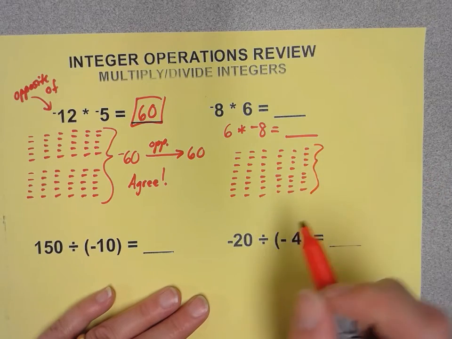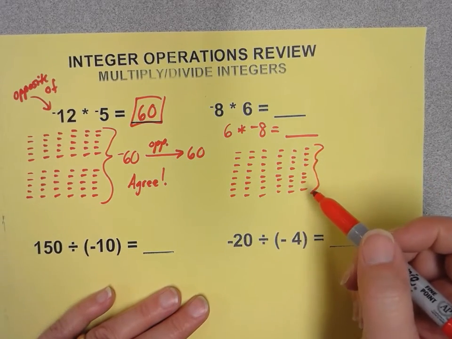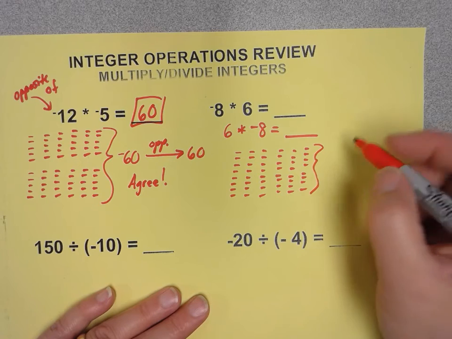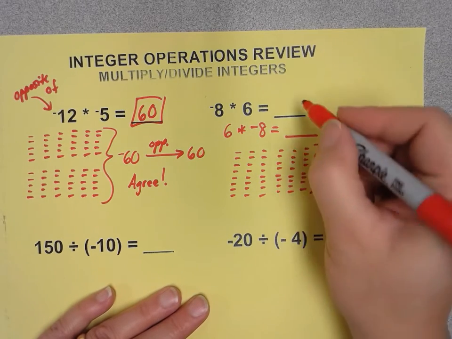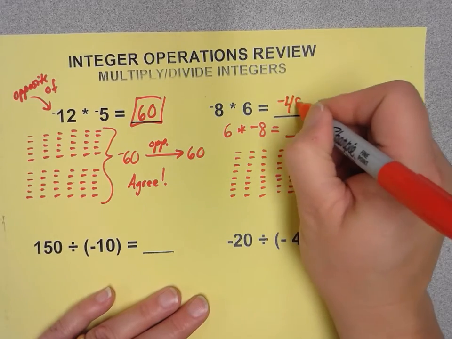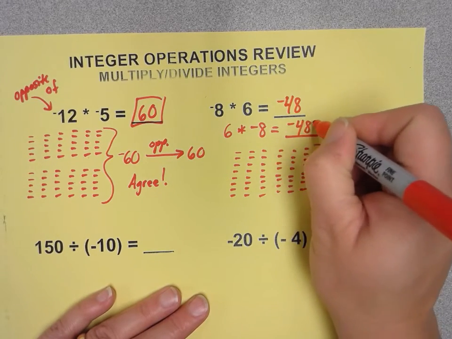What did that get me? An awful lot of negatives, didn't it? It got me 6 times 8. Well, that's 48. And again, these are all negatives, so it looks like I'm going to get a -48 here. -48. Oops, actually, that would belong here, wouldn't it?